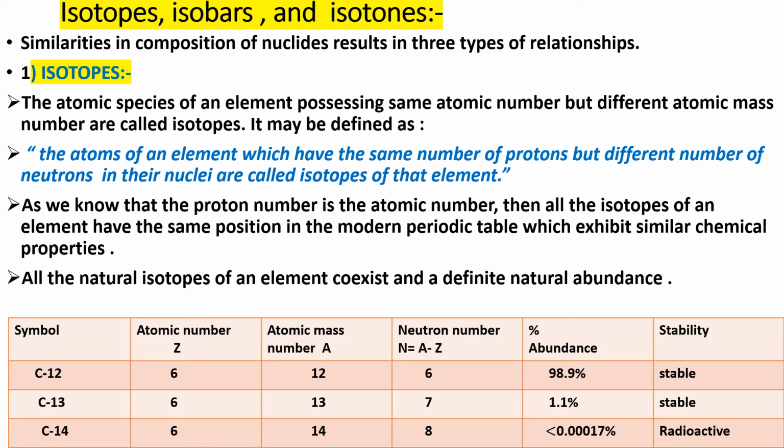All the neutral isotopes of an element coexist in a definite natural abundance.